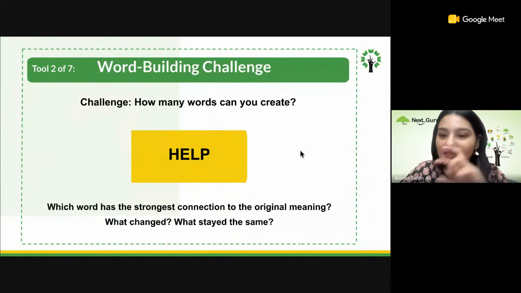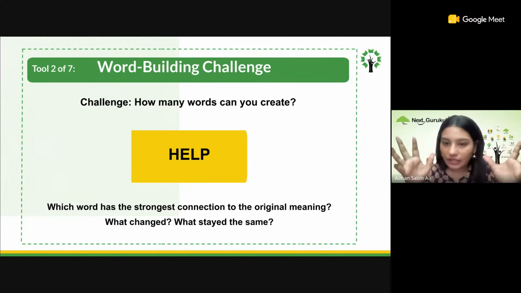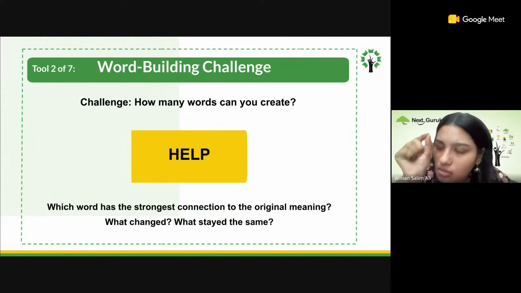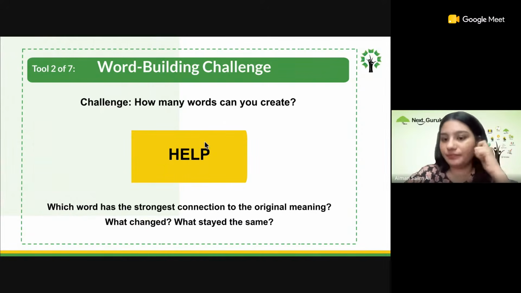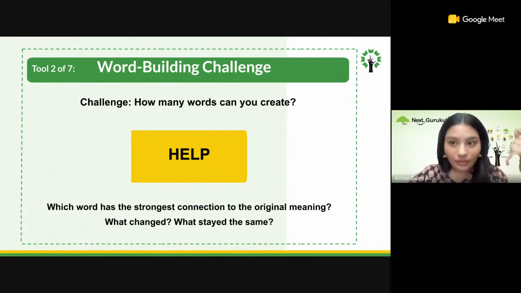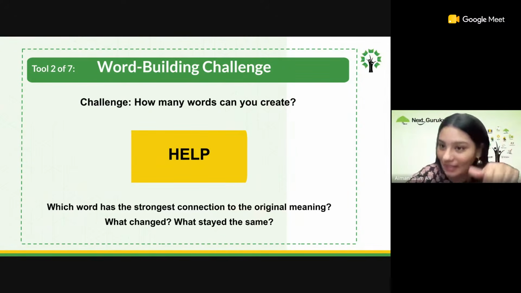which word has the strongest connection to the original meaning? Now that you have created all of these words, right? Helpful, helpless, unhelpful, helping, all of these words you have created. You have 5 to 6 words at hand. Which of those words has the strongest connection to help? Does helpless mean help? Does unhelpful mean help? Does helpful mean help? Does helping mean help? Which has the strongest connection?